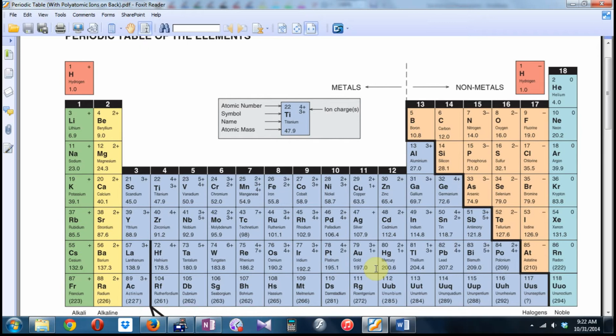This is how we can draw pictures of atoms, what's going on. Let's pick a tough one. How about phosphorus? Phosphorus has 3 shells. The first shell has how many electrons? 2. The second shell has 8. And then the third shell would have 5.